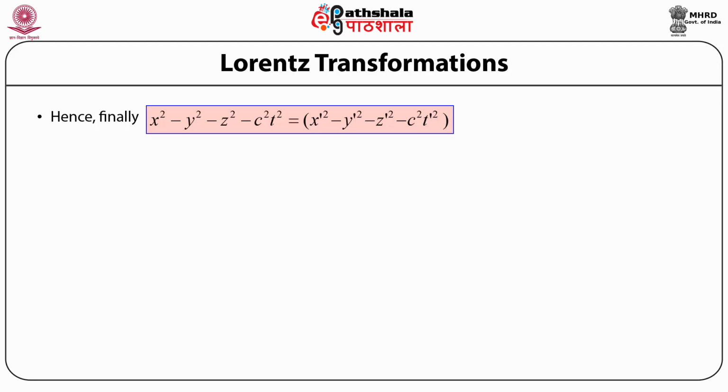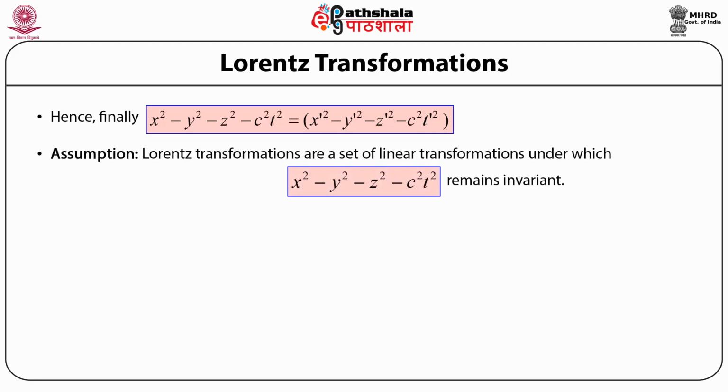Now here one basic assumption that we have made, or rather what we have also shown from the above equations, is that under Lorentz transformations, the condition that has to be satisfied is that they are a set of linear transformations under which the term x square minus y square minus z square minus c square times t square remains invariant. And this is something we have already seen when we did this transformation in going from the frame of reference K to the frame of reference K prime.